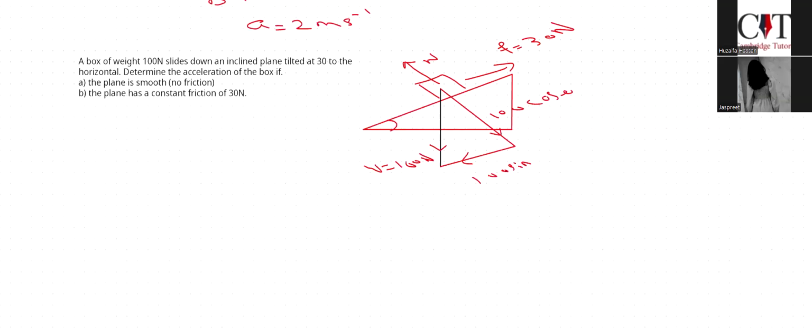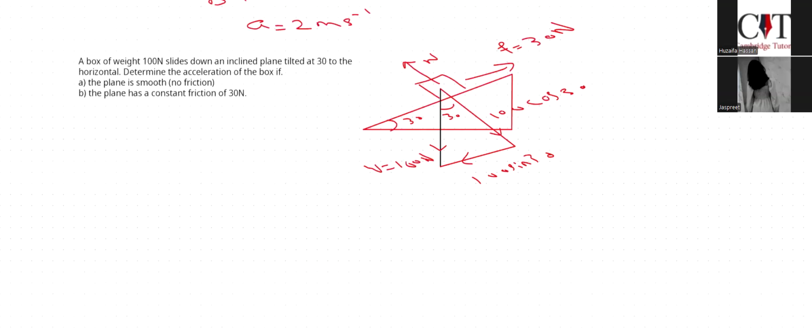Since the angle is 30 given to us, we can say 100 sine 30 and 100 cos 30. Yeah, this is the diagram. That's it, nothing else. So compare and tell me, did you make the same diagram? Yes, sir, but I forgot to write the constant friction of 30 Newton at the top there. Okay. It is given in part B.